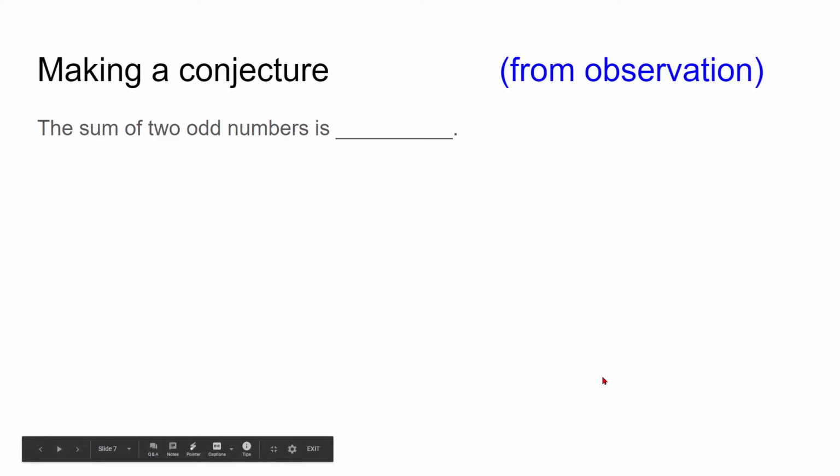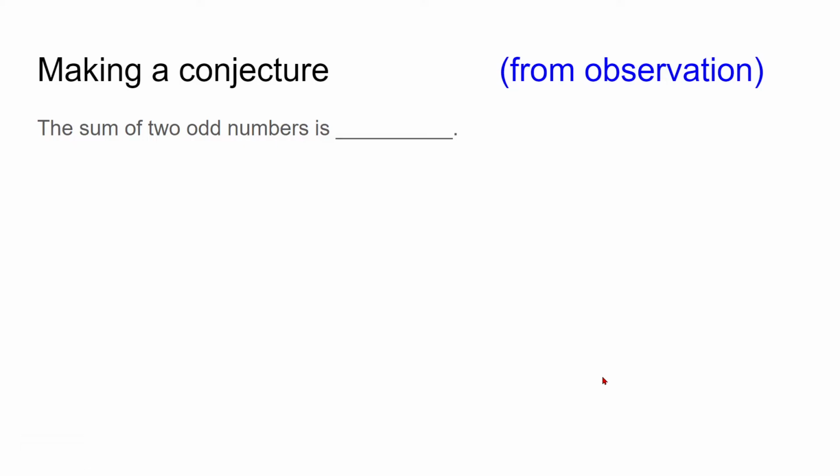Next idea is conjectures. So remember, the conjecture is when you're making a rule going by what you see. So if I give you part of a conjecture and say the sum of 2 odd numbers is, and then you need to find out what's supposed to be the last piece of this, you go, okay, let me write some examples down.